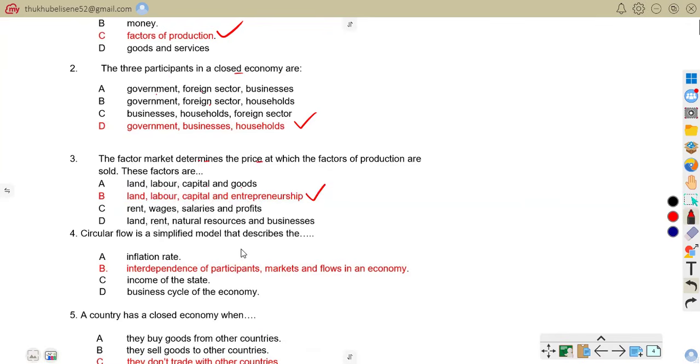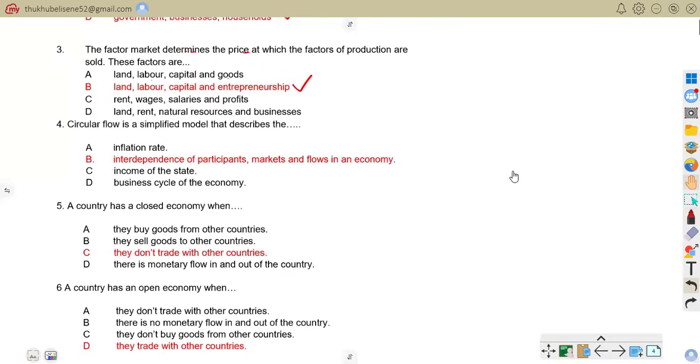The factor market determines the price at which the factors of production are sold. So the factors are land, labor, capital, and entrepreneur. Those are the four factors of production traded in a factor market. So that is that. Now let us move on to number 4 under circular flow.